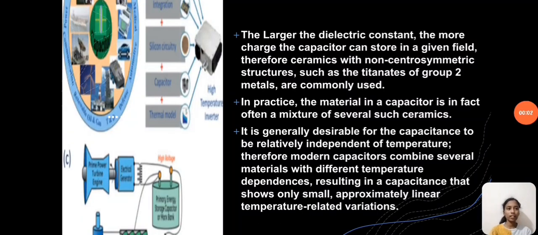The larger the dielectric constant, the more charge the capacitor can store in a given field. Therefore, ceramics with non-centrosymmetric structures such as the titanates of group 2 metals are commonly used. In practice, the material in a capacitor is in fact often a mixture of several such ceramics. It is generally desirable for the capacitance to be relatively independent of temperature. Therefore, modern capacitors combine several materials with different temperature dependence, resulting in a capacitance that shows only small, approximately linear temperature related variations.